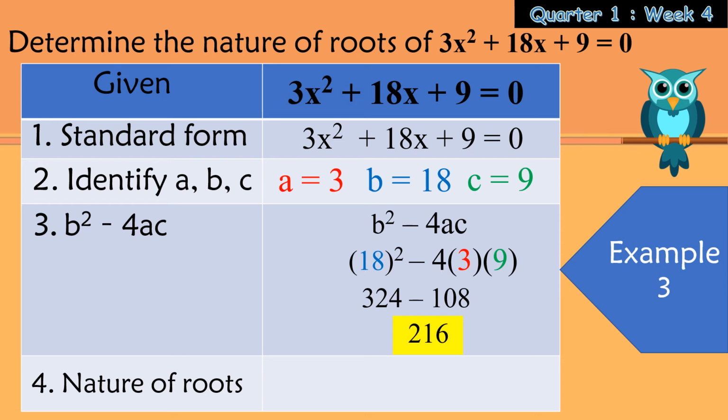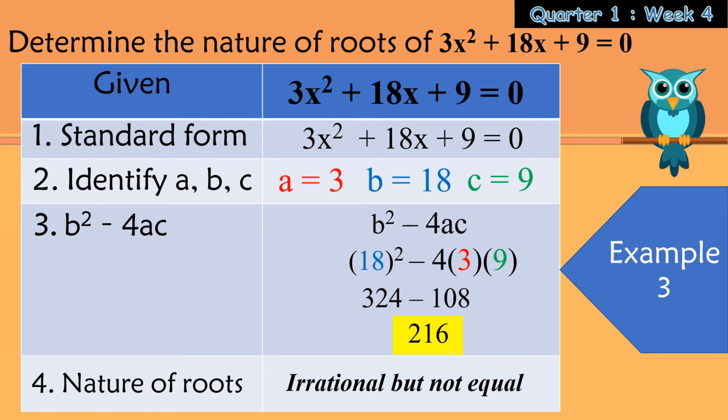Ngayon, you have to think, since the discriminant is greater than 0, it's either 216 is a perfect square or not. Meron po ba tayong number na pwedeng i-multiply sa sarili niya na ang sagot po ay 216? Kung meron, we can say that 216 is a perfect square. But we don't have any number that when we multiply to itself will give us 216. So therefore, the value of our discriminant, for example number 3, is greater than 0 but not a perfect square number. So therefore, the nature of roots of our quadratic equation are irrational but not equal.